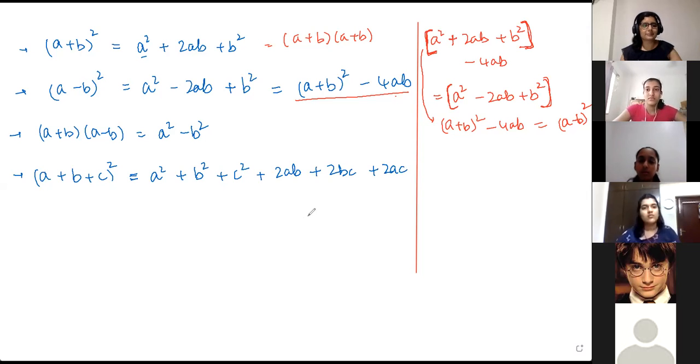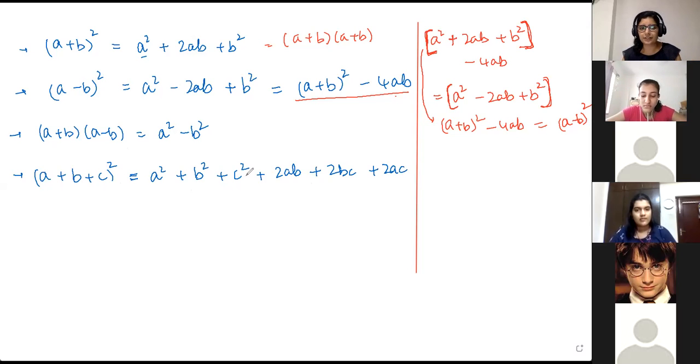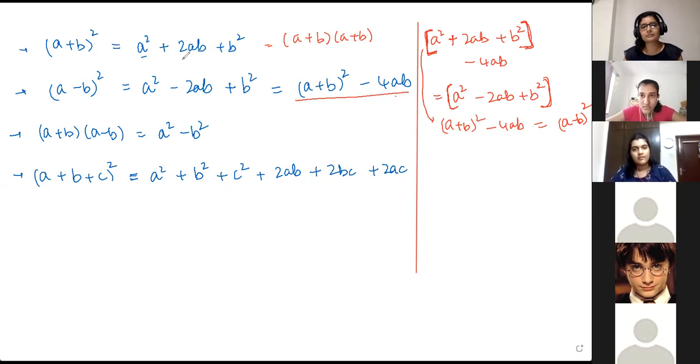So that's all it is. Pretty simple. If you know (a plus b) whole square, (a plus b plus c) the whole square is the exact same thing, just that you have some extras. Because you have a third term, its square will also come. And in addition, in (a plus b) you have a 2ab term you have to consider, right? So here also it's the same pattern. So 2ab, 2bc, 2ac. So ab combined once, bc combined once, and a and c combined once. That's all it is.